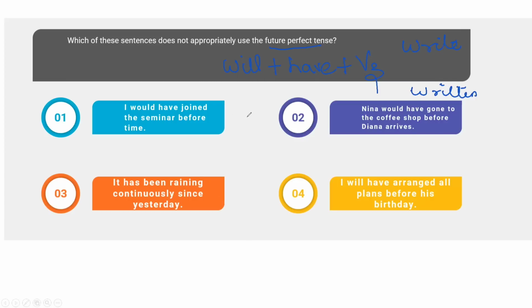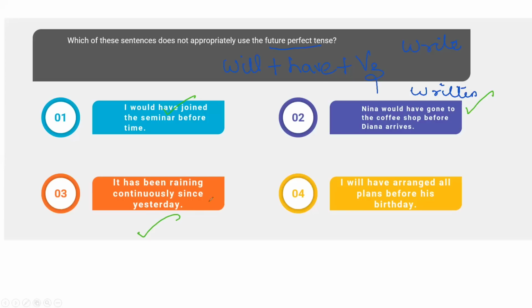Now just check which of these options has that. But the question says which of these sentences does not appropriately use it, so any sentence that does not follow this syntax will be the right answer. Check it out. Would have joined, so will or would have joined follows that. Would have gone to also follows. It has been raining is totally irrelevant to future perfect tense. And option 4 is exactly the syntax we need in a future perfect tense. So ruling out options 1, 2, and 4, we are left with option 3. So obviously that is the answer.